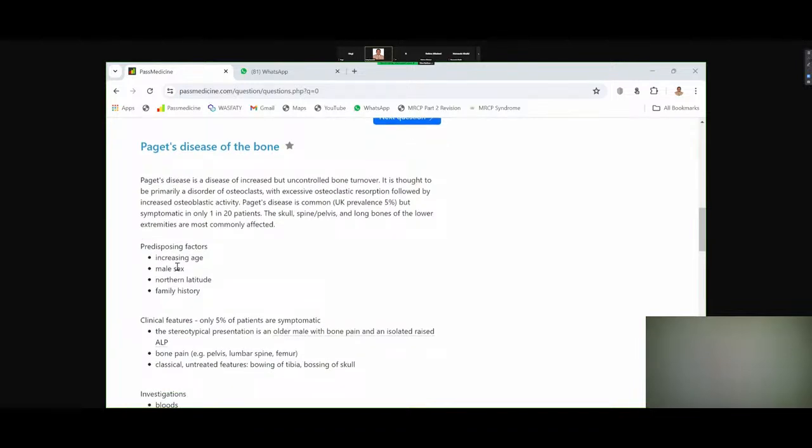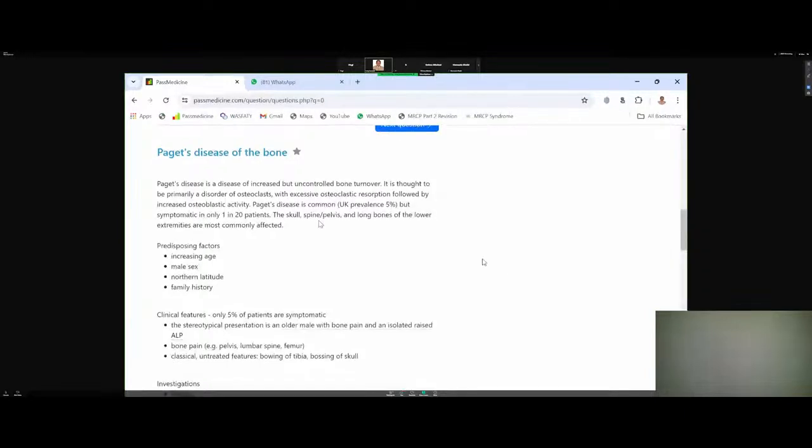Paget's disease of the bone increases with age. It is common in the UK, with a prevalence of 5%, but symptomatic in only 1 in 20 patients. So the prevalence is 5%, and the symptomatic proportion is also 5%. And the skull, why they want to give us another thing here separately. So the skull, spine, okay, now I understand.